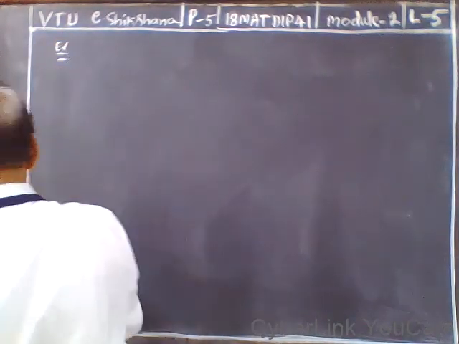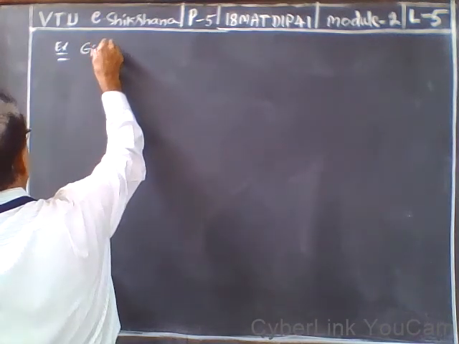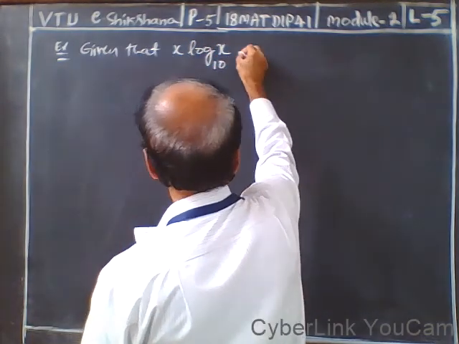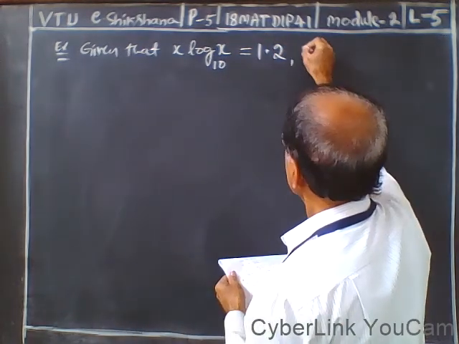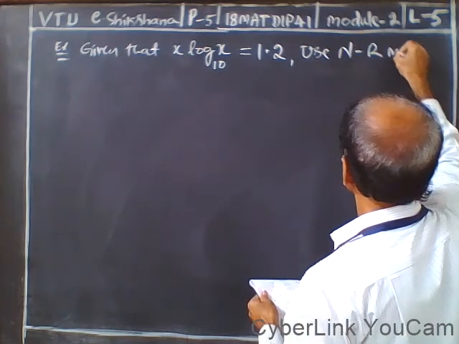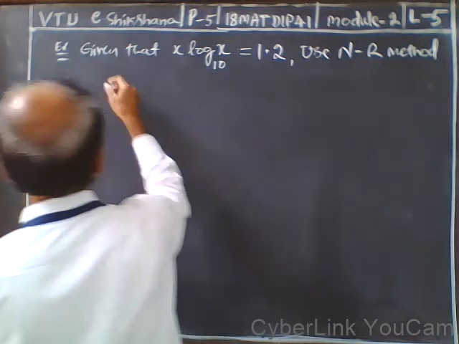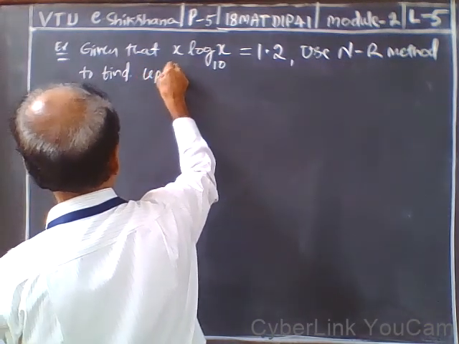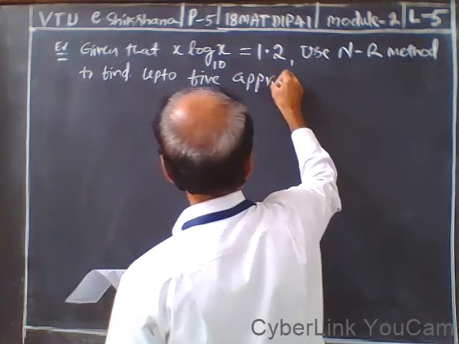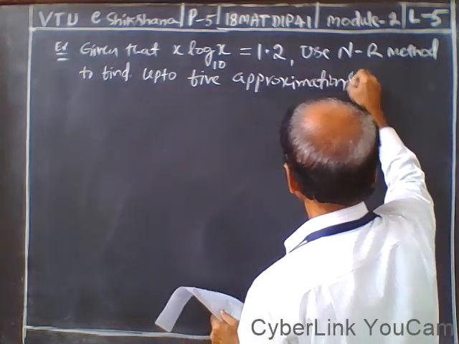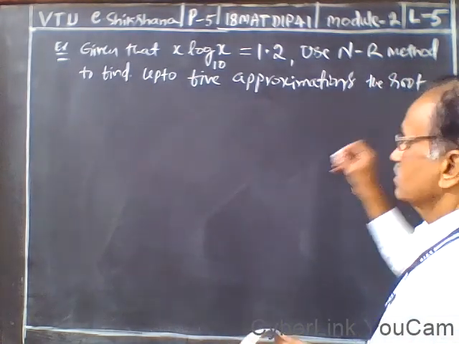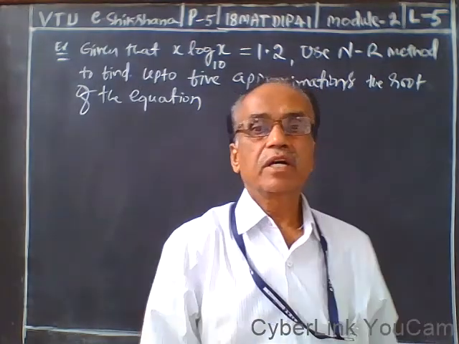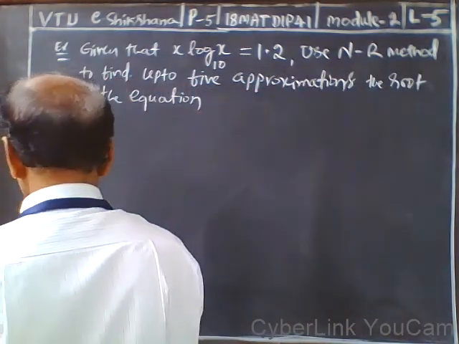Example. Given that x log x, to the base 10, is equal to 1.2, use Newton-Raphson method to find, up to 5 approximations, the root of the equation. Up to 5 approximations, and here the initial value is also not given.